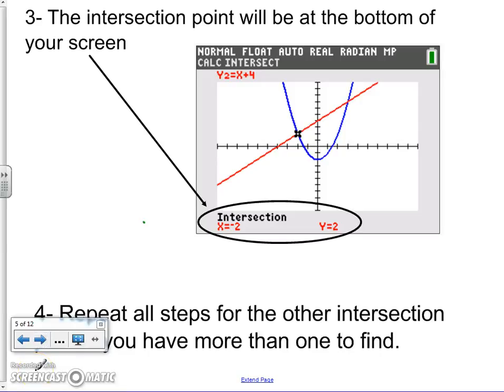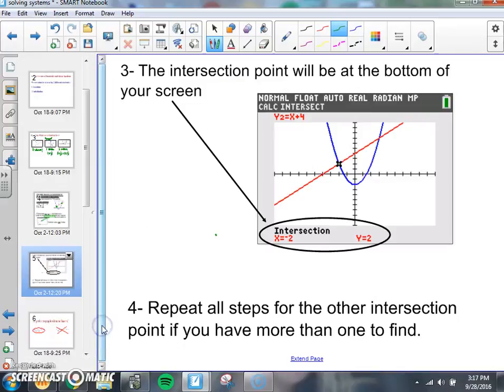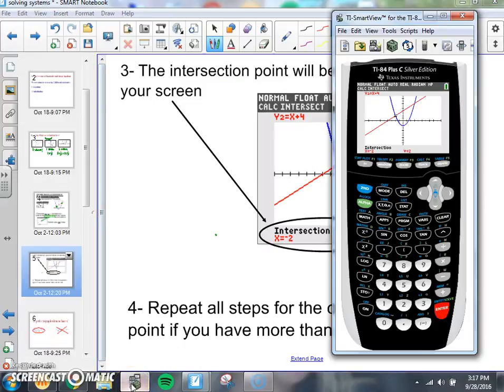Now I want to do the same thing again, but looking for the point on the other side. So I'm going to go to my calculator. Same thing: second, trace, option number 5. We need to move our cursor now to the right-hand side, get as close to that point as possible. And now we're going to push enter 3 times. So 1, 2, 3. And it shows me that my final intersecting point is at 3, 7.